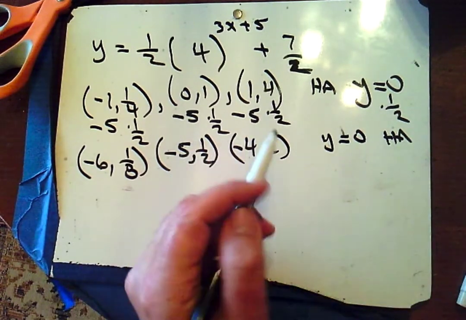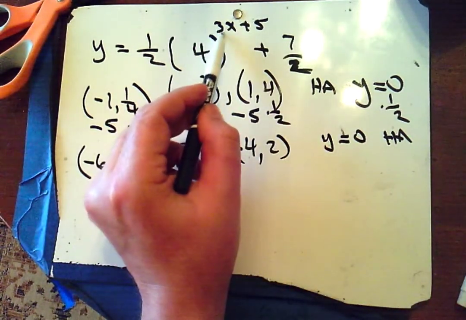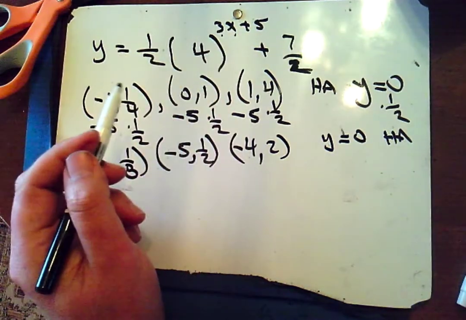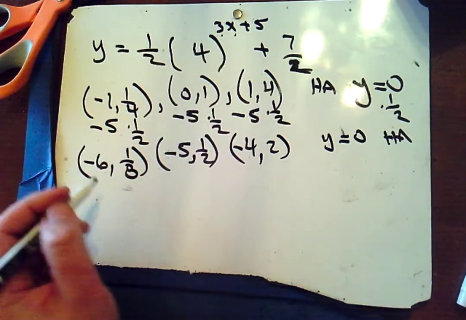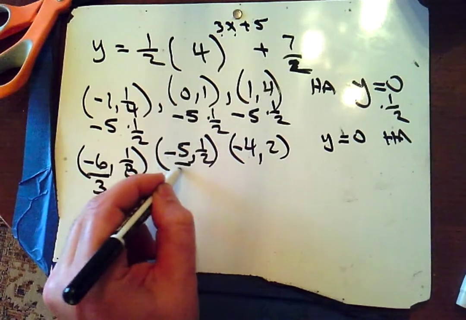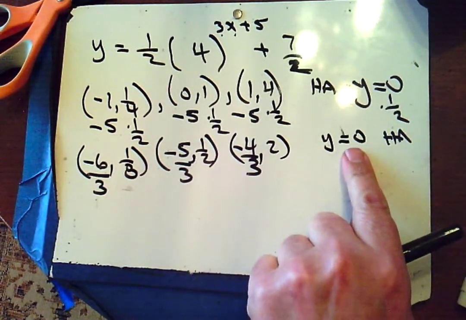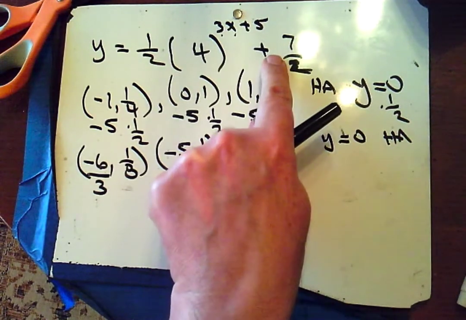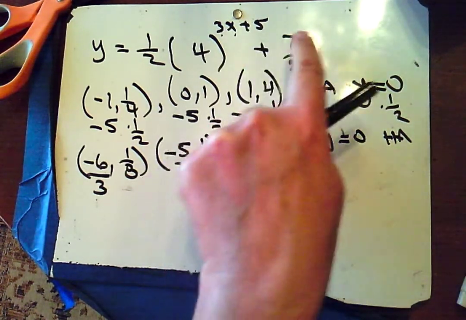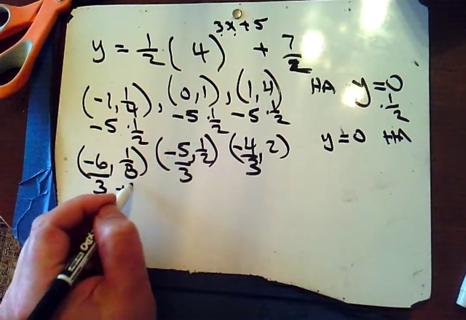Now we have to go back and finish our transformations. I see multiplying the x's by 3, but I know inside is opposite land, so I have to divide the x's by 3. This is not an x value, so I'm not going to divide by 3 here. I also see this y transformation. I'm supposed to add 7/2 to all the y's.